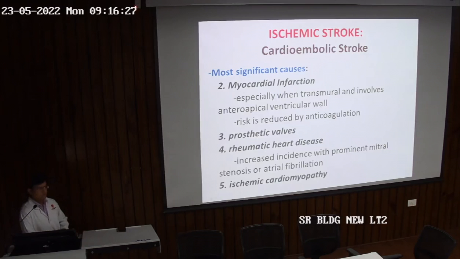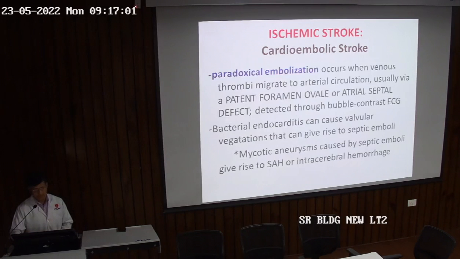Other causes of cardioembolic stroke include myocardial infarction. Myocardial infarction can lead to a thrombus in the heart, and part of this thrombus goes into the brain and produces a cardioembolic stroke. Then there are prosthetic valves. Whenever there is a prosthetic valve, there are chances of thrombus formation on these valves, and this thrombus can lead to a cardioembolic stroke. Rheumatic heart disease or ischemic cardiomyopathy. So these are the important causes of cardioembolic stroke: atrial fibrillation, myocardial infarction, prosthetic valves, rheumatic heart disease, or ischemic cardiomyopathy.